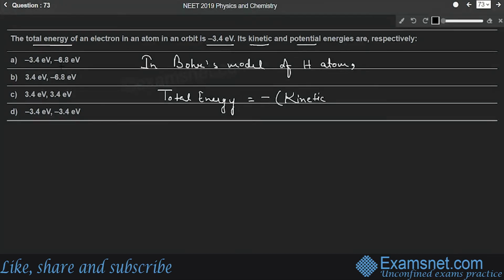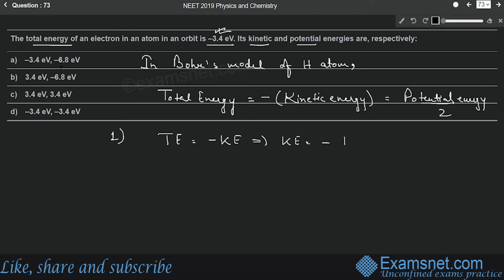Also, it is half of potential energy, potential energy by 2. Now, it is given that the total energy is minus 3.4 electron volt. So first we can find out the kinetic energy. We know that total energy is the negative of kinetic energy. That means kinetic energy will be equal to negative of total energy, right? So it will be equal to negative of minus 3.4 electron volt. So it will be minus minus plus, that means 3.4 electron volt. So this is the kinetic energy.